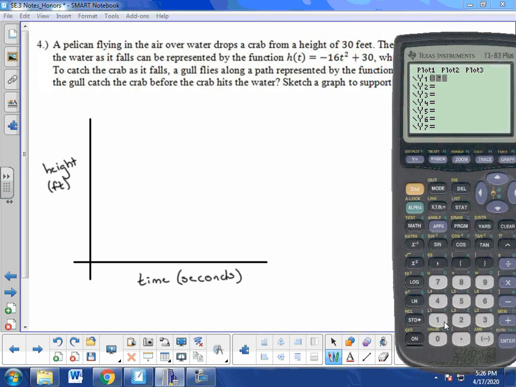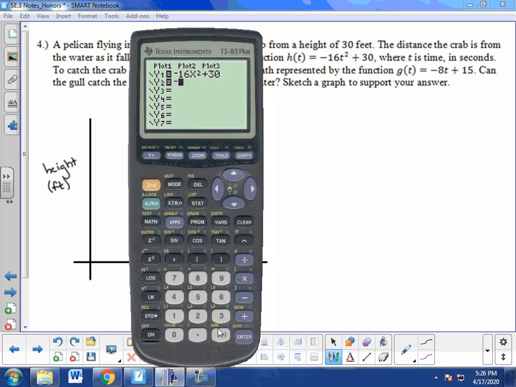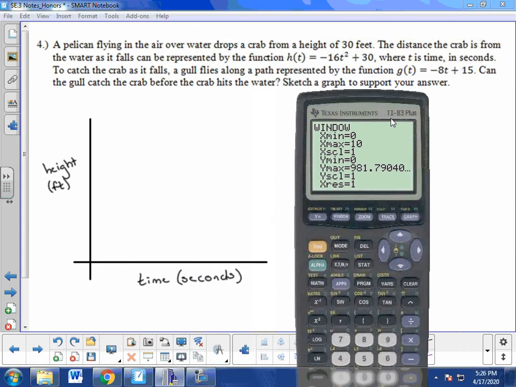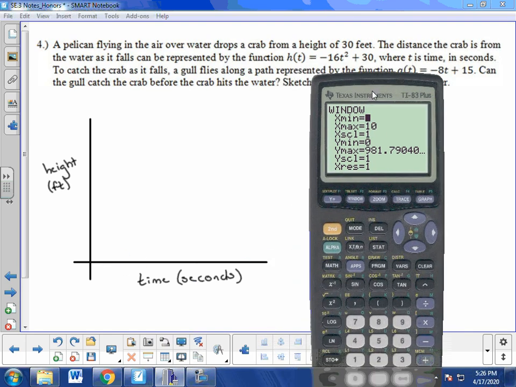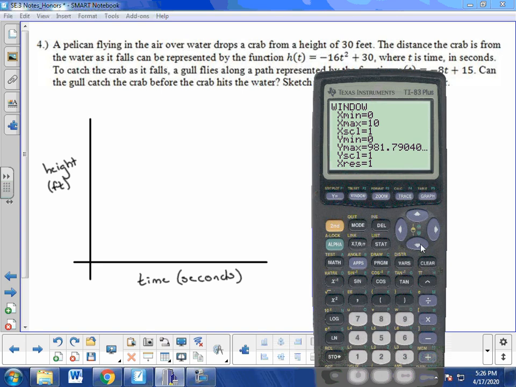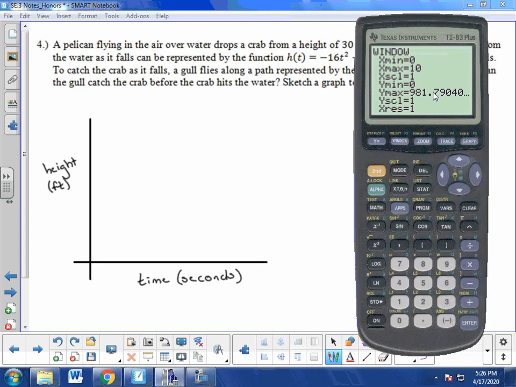So take negative 16x squared plus 30, and take negative 8x plus 15. Again, I'm going to hit the window key and set up my x minimum and x maximum. So where x is time in seconds, 0 is going to be the least amount of time, so 0 under x minimum. For right now, let's just let x max be 10, and let's see what happens. Let's see what kind of picture we get. Zoom and go down to fit.